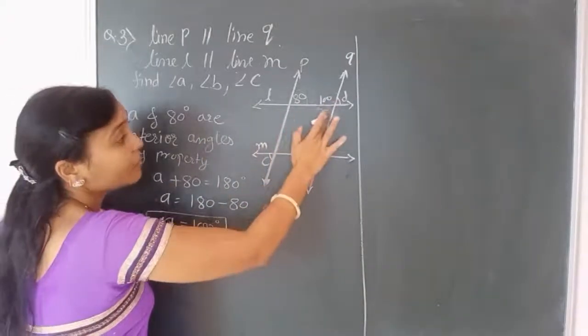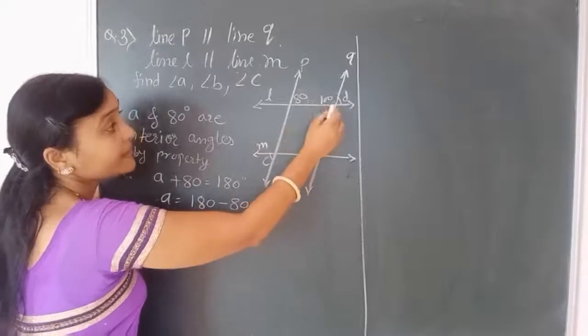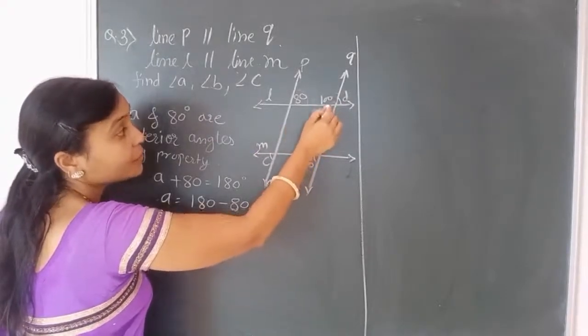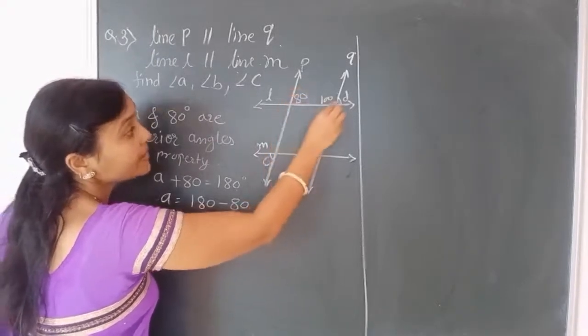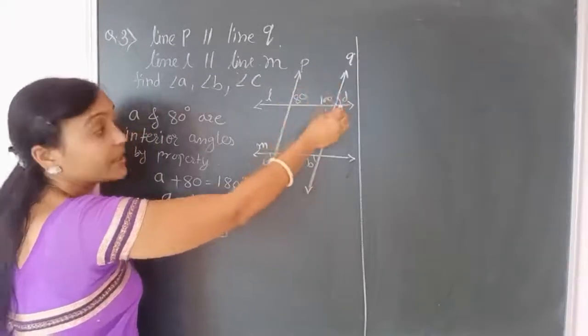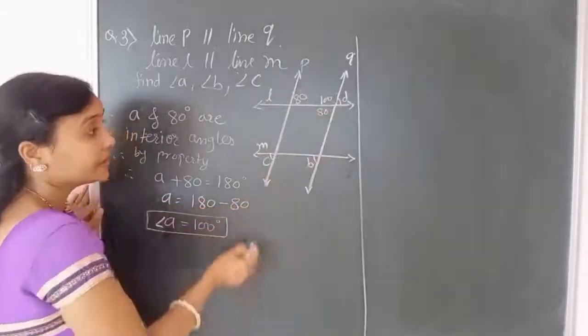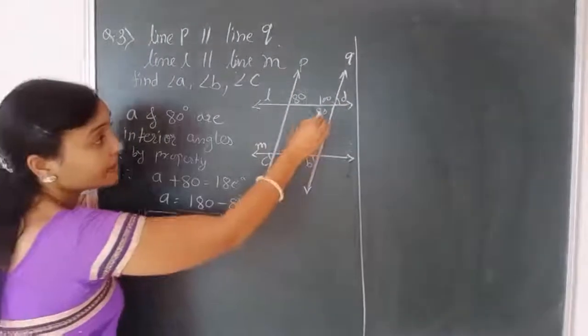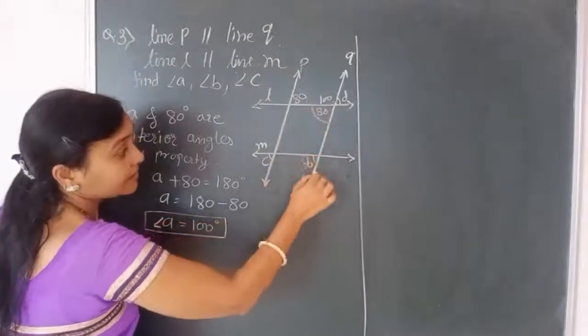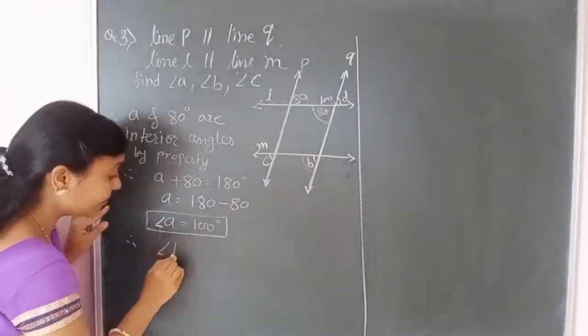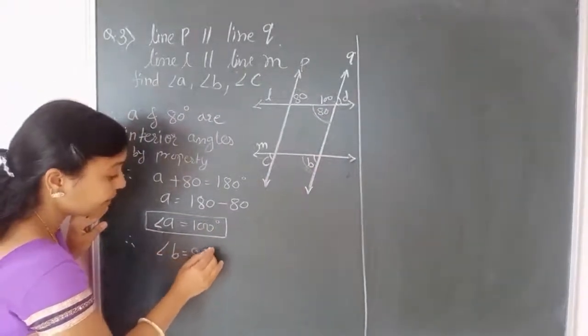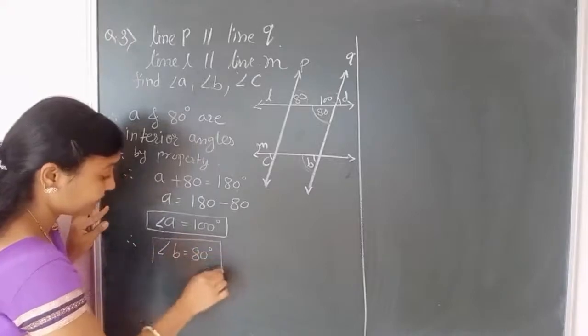Otherwise, you can solve by alternate angles. This angle, if you know, these angles are in the Z. These are two parallel lines. This is the 80 degree. So this is also 80 degree. And therefore, these are the corresponding angles. Therefore, angle B is equal to 80 degree.